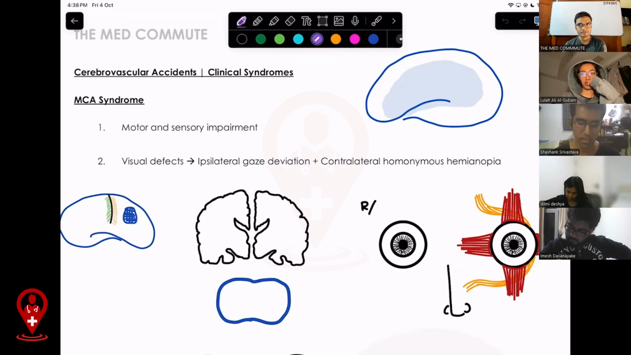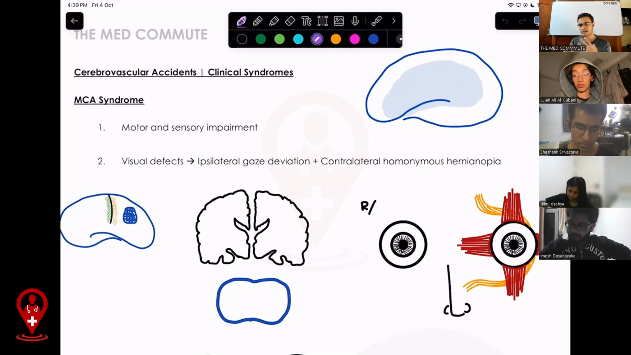Mostly regarding the trunk and the face. Face, more than the lower limb, right? More than the lower limb, right? Good. So upper limb and face affected more than the lower limb.